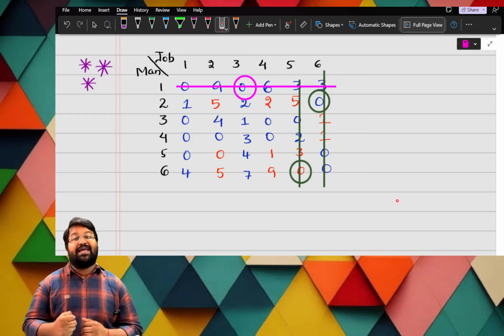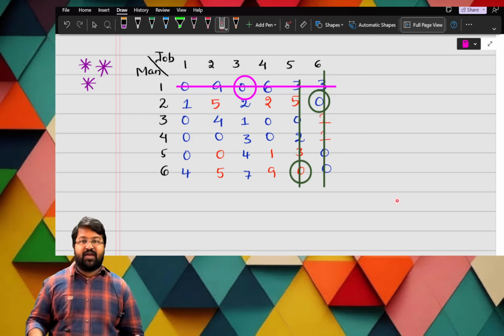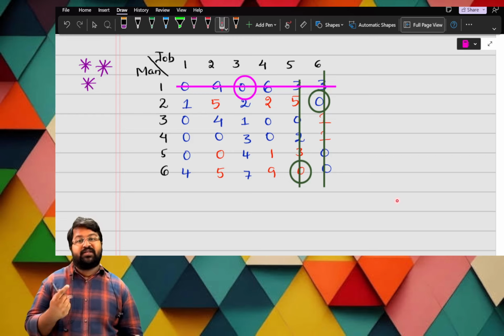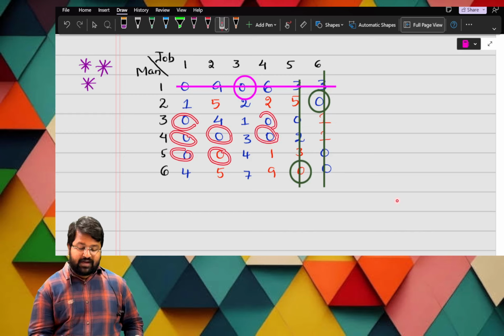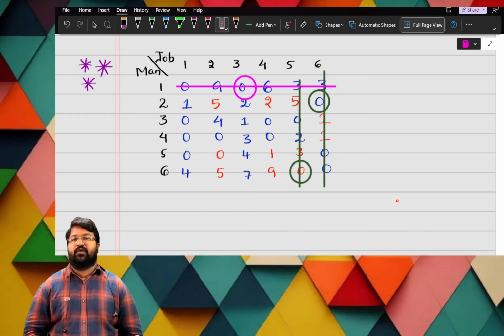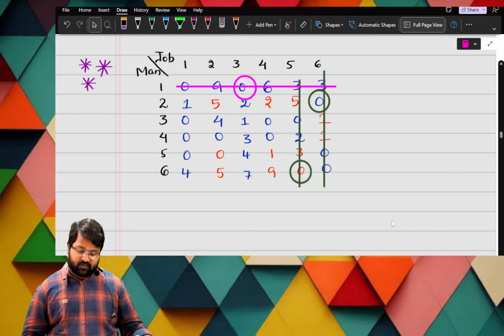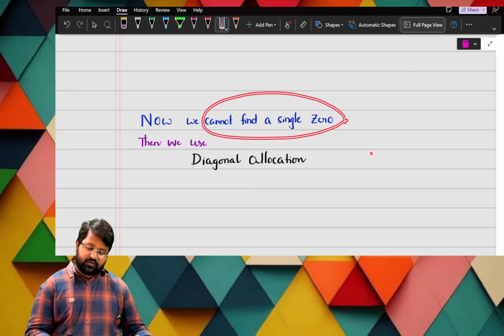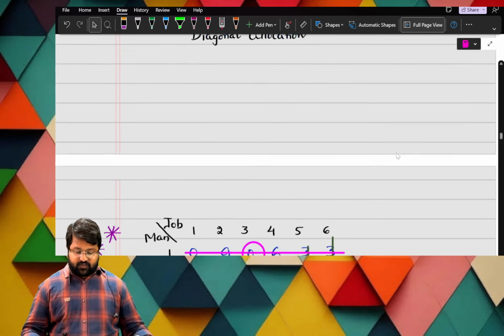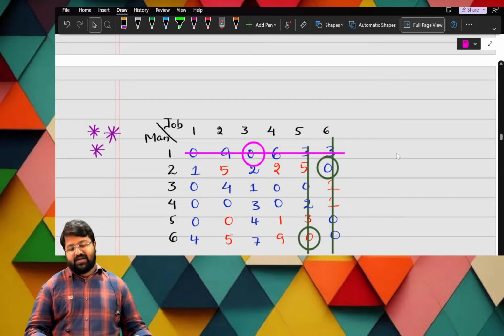So let us go with the diagonal allocation. Here, when we are unable to find a row with a single zero or a column with a single zero, and multiple zeros are left, then I have to go for diagonal allocation. But what is diagonal allocation? I will tell you here.